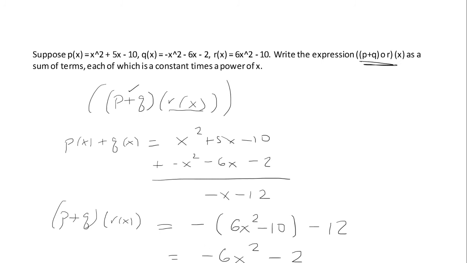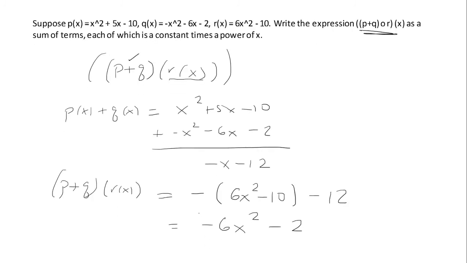And notice this is the final answer because we want to write it as a sum of terms. So here we have two terms, and we're separating it with a minus, each of which is a constant times a power of x. So the constant is the coefficient. So like -6x squared, that's the constant multiplied by a power of x. So this is the power of x.